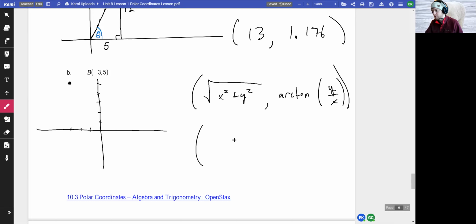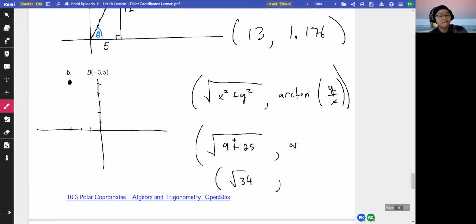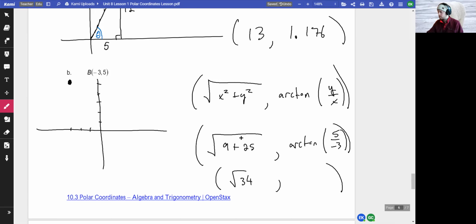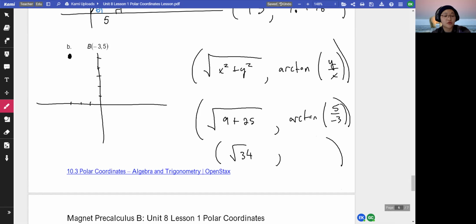All right, so we should get this point over here in the second quadrant. So the -3 squared is 9. 5 squared is 25. We got the square root of 34. And arctan of 5 over -3, which is, what do you end up getting for that? Negative 1.0304.